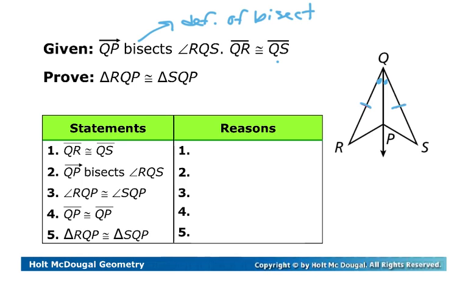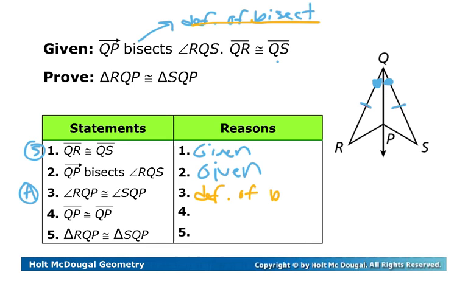So, taking a look at what we have, QR and QS, that's a side being congruent, and that is given. They're also telling us QP bisects angle QRS, and that's given as well. And then we're going to come up with an angle. So this angle is RQP. Let's see, RQP, that's this left angle. And the fact that it's congruent to this right angle is what we had before, which was definition of bisect. Because again, this line kind of cut it in half.